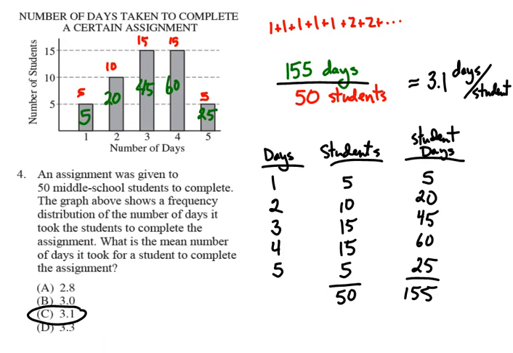So that's a big idea here. So not to do the number of days, find the average of 1, 2, 3, 4, and 5, but to find the average of all of the days spent divided by the total number of students, and we'd get 3.1.